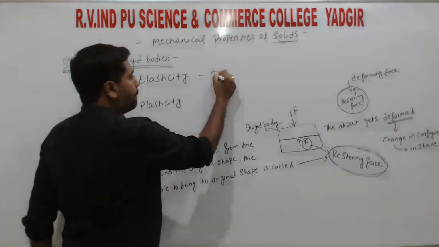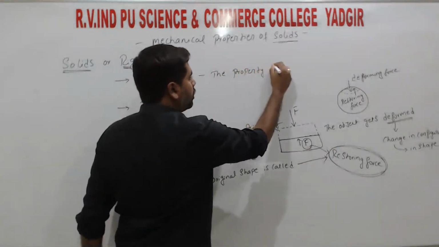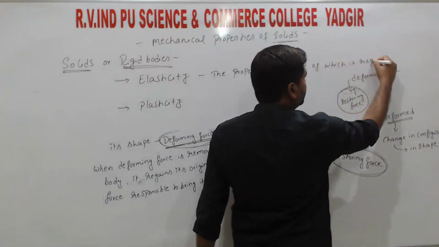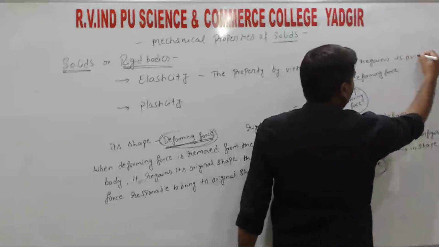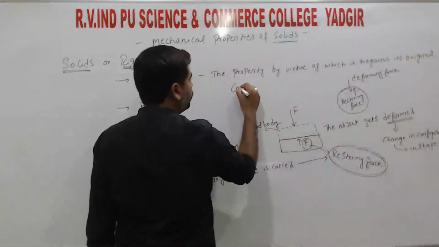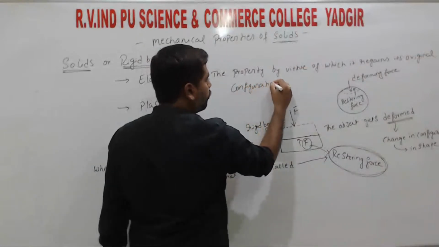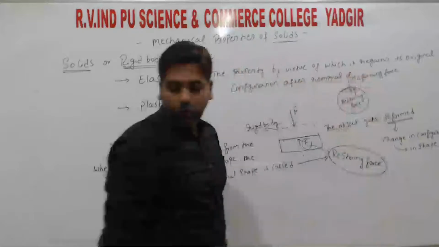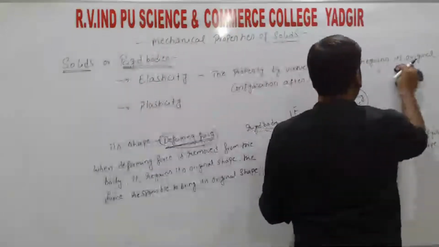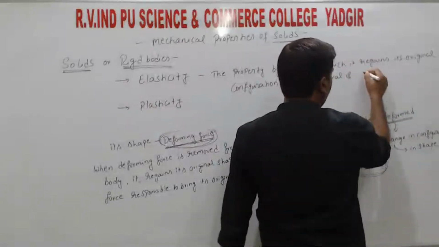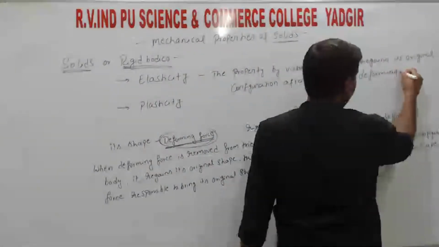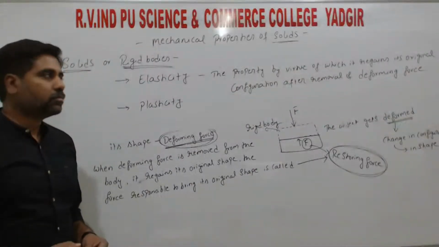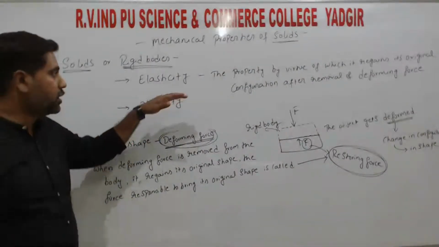The property by virtue of which it regains its original configuration after removal of deforming force, right? So such an object we call elastic in nature, and that property we call elasticity.